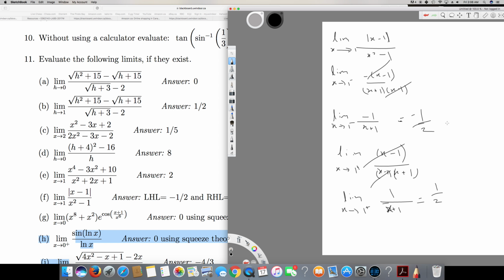So if you see, this is the left hand limit, and this is the right hand limit. Both are not equal, because the left hand limit is negative half and the right hand limit is half. Therefore the LHL is not equal to the right hand limit. Therefore there is no limit, the limit does not exist.